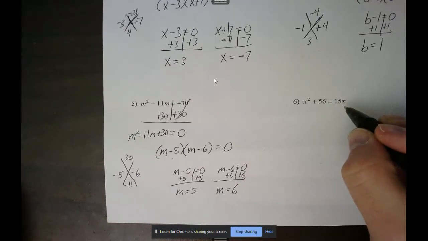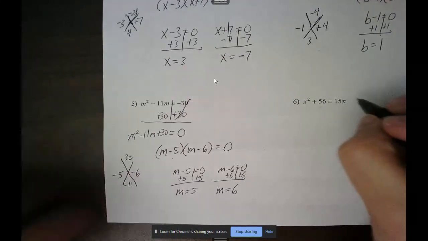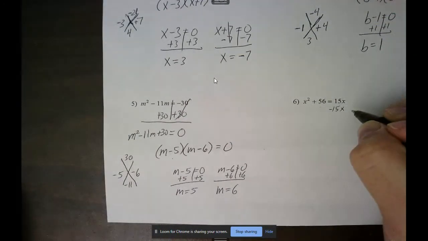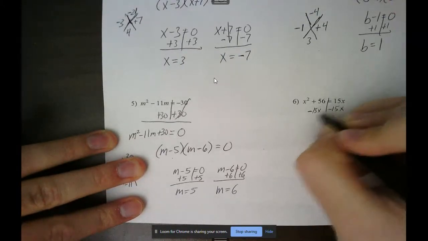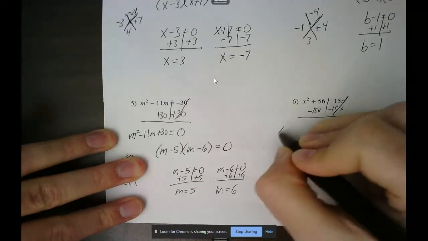All right, one last one. This time I got 15x on the side by itself. How could I get this equal to 0? Yeah, you subtract 15x, absolutely. So it doesn't matter which term is on the side by itself. We can just add or subtract it to get it on the side with the other stuff. Okay, so that goes to 0. That means I have x squared.